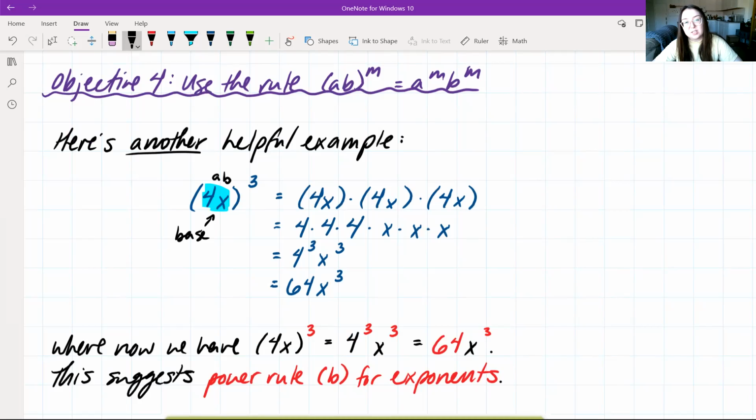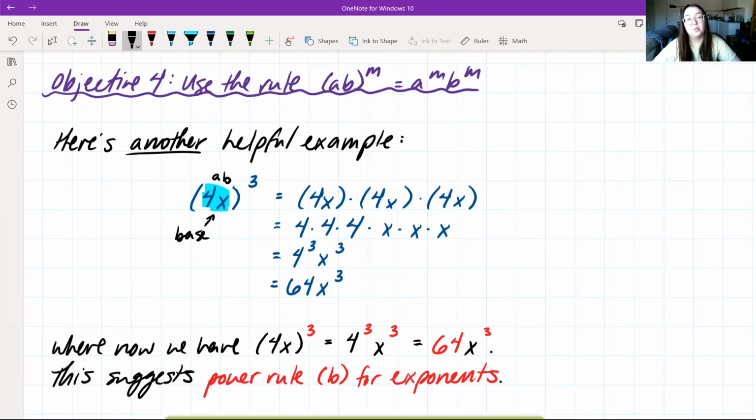Now we can leave our answer in this form, this 4 to the power of 3 times x to the power of 3. We obviously don't know what x is, so we would leave x as x to the power of something. But 4 to the power of 3, we can actually find that value. It would just be 4 times 4 times 4. 4 times 4 is 16, and 16 times 4 is 64. So our final answer in this case will be 64 times x to the power of 3.